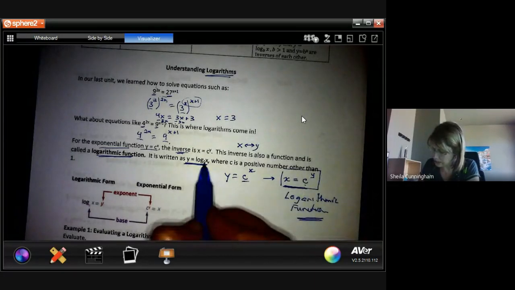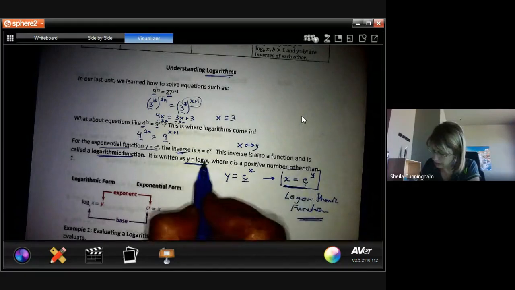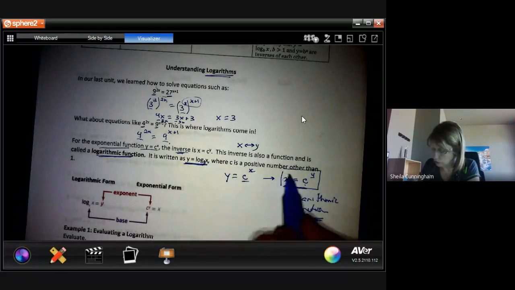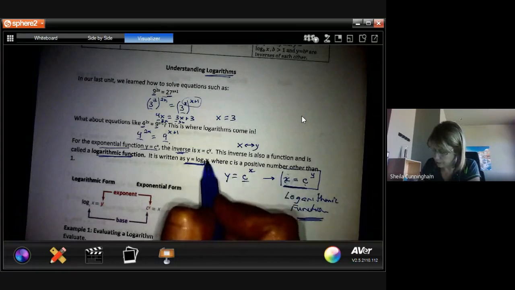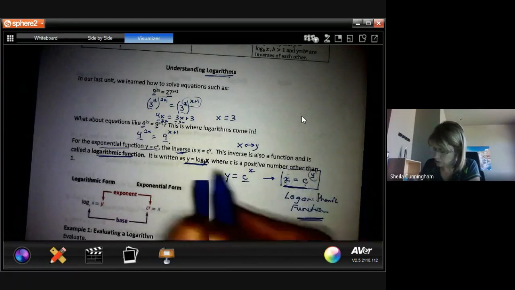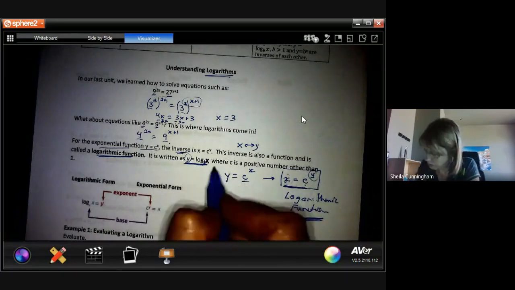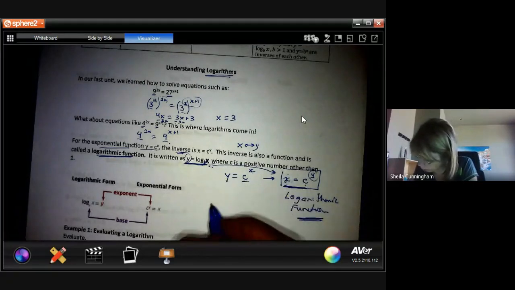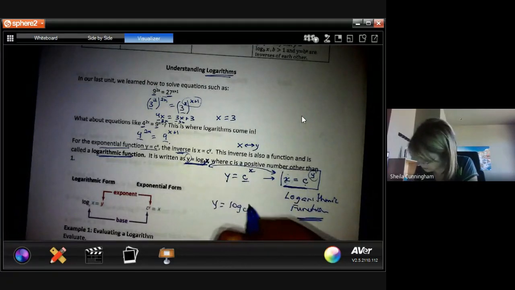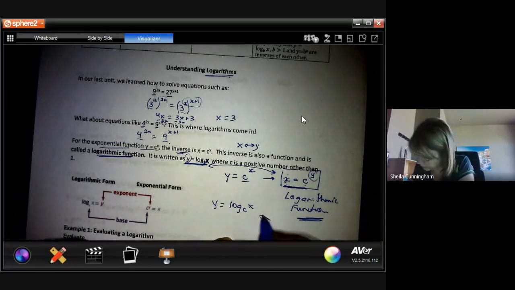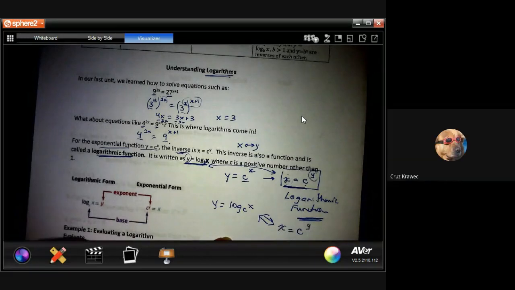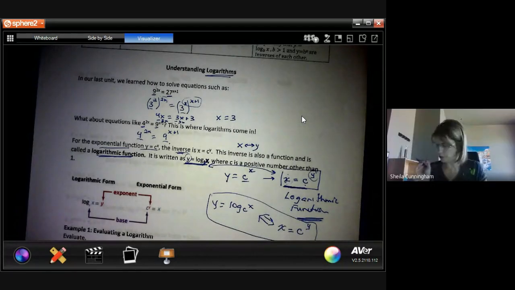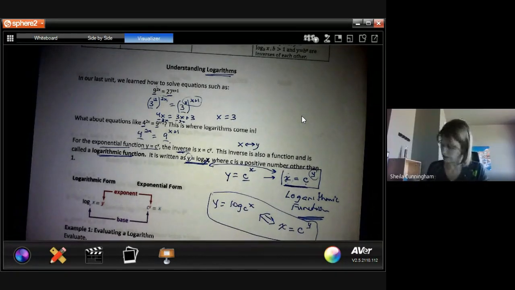This is saying that your c goes in right here as your little base. The number that you get is going to show up as x in here, and your y shows up on the other side of the equal sign. So these mean the same thing. If I've got y equals log base c of x, that equals the same thing as that. I just rewrote it so it was a little bit bigger so you'd see what was connected.